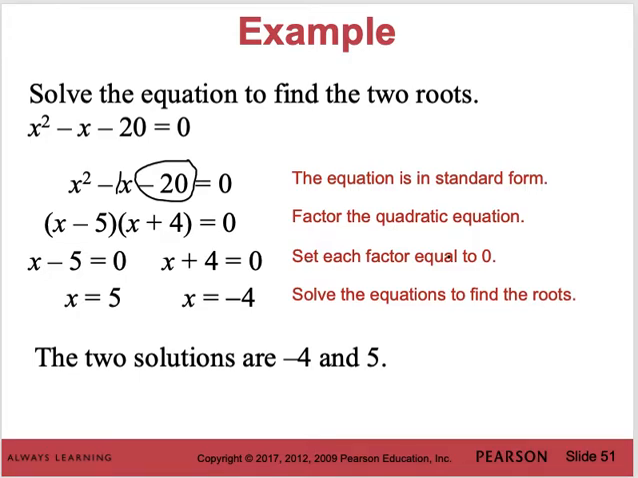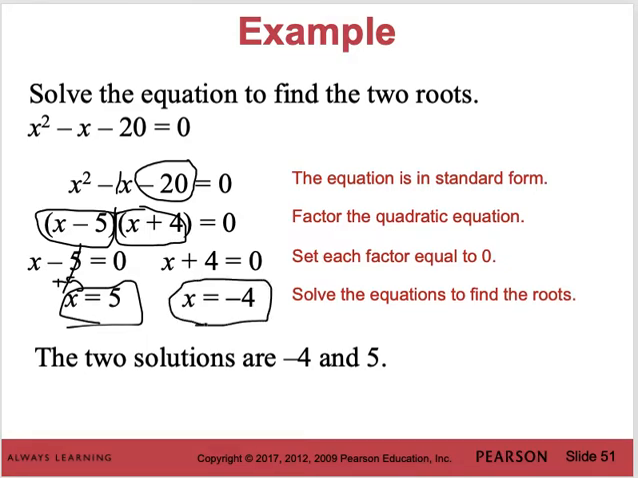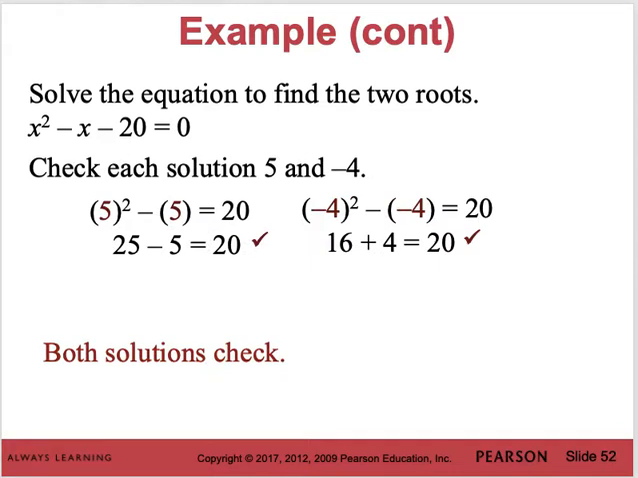Set each factor equal to 0. So you're going to set what's in the parentheses on the left equal to 0 and on the right equal to 0 and solve for x. So we'd have to add 5 to both sides over here and subtract 4 from both sides over here. And our two solutions would be x can be equal to 5 and x can be equal to negative 4. Sorry.